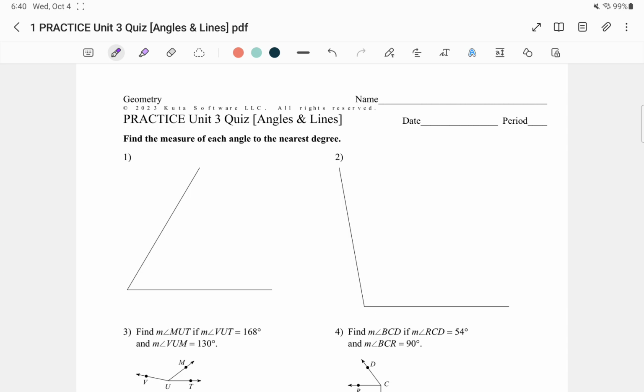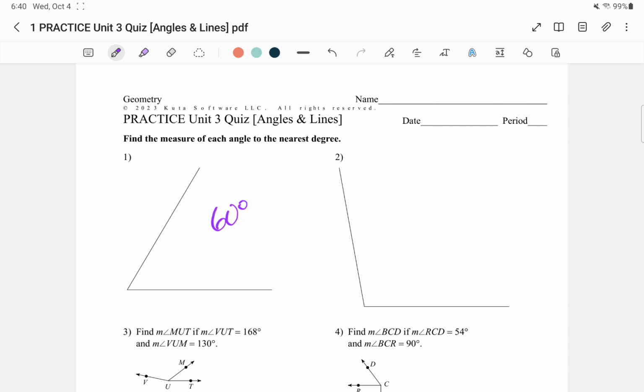Place the protractor on the angle. The vertex is going through the hole. The bottom of the angle is going through that black line at 0 degrees. And see, the top part of the angle is going through 60. So that would be 60 degrees. Again, this is an acute angle. That's why we're using the numbers below 90.